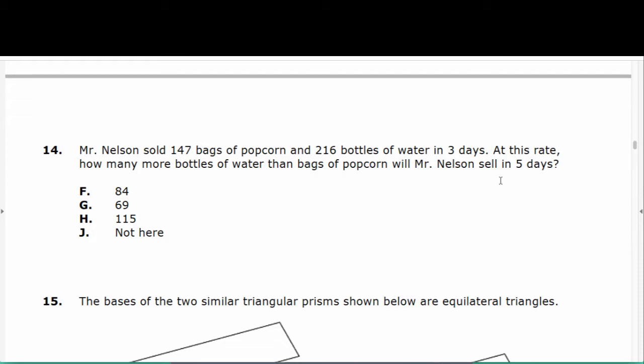Question 14. Mr. Nelson sold 147 bags of popcorn and 216 bottles of water in 3 days. At this rate, how many more bottles of water than bags of popcorn will Mr. Nelson sell in 5 days? F. 84, G. 69, H. 115, J. Not here.